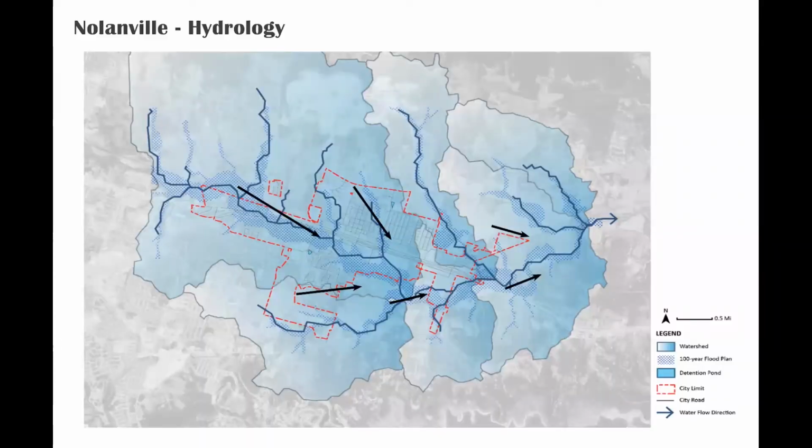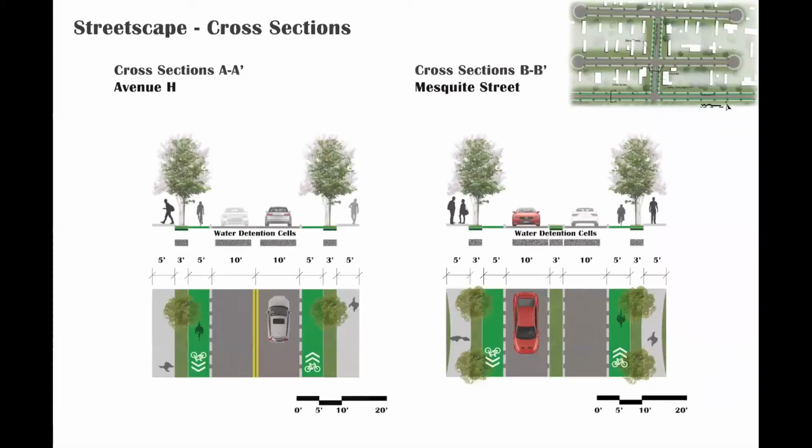As we can see, this map helps us understand how water flows. It was very important for the team to see this information so we can mitigate flooding and target the main points that are a hazard for the community. One of the main ideas to mitigate flooding is streetscape. The different cut sections show us, on Avenue H and Mesquite Street, how we can mitigate flooding by enhancing the streetscape.